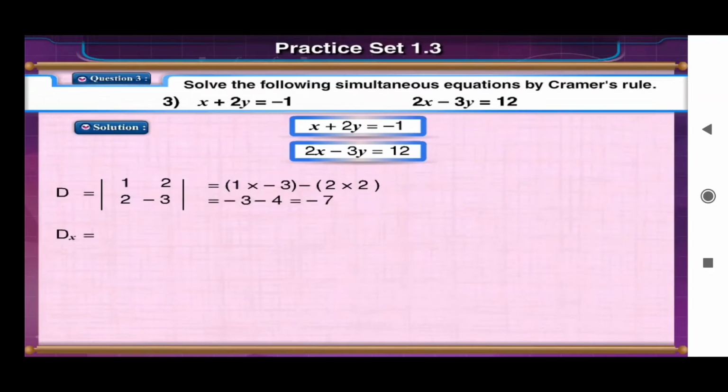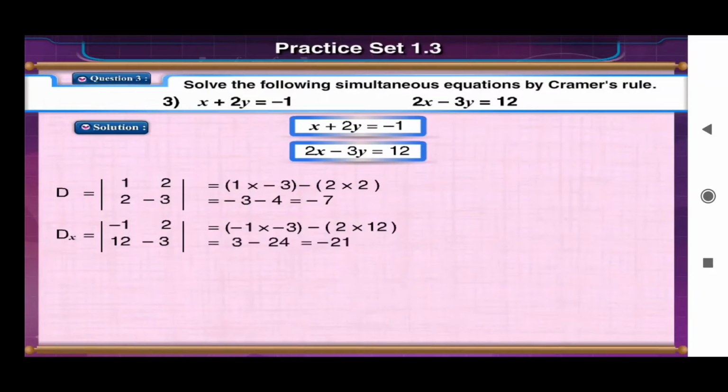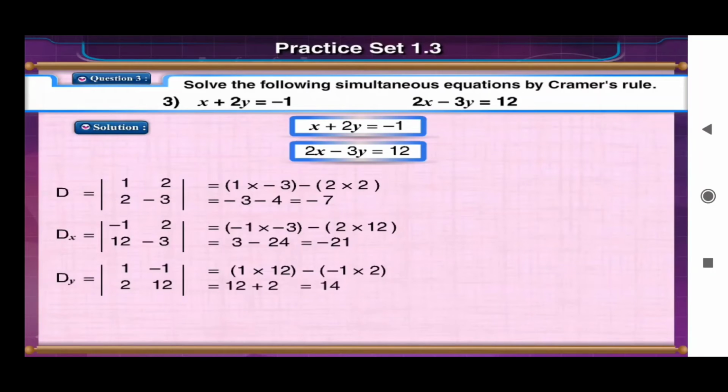Dx is equal to determinant of minus 1, 2, 12, minus 3, which is equal to minus 1 into minus 3 minus 2 into 12, that is equal to 3 minus 24, which is equal to minus 21. Dy is equal to determinant of 1, minus 1, 2, 12, which is equal to 1 into 12 minus minus 1 into 2, that is equal to 12 plus 2, which is equal to 14.